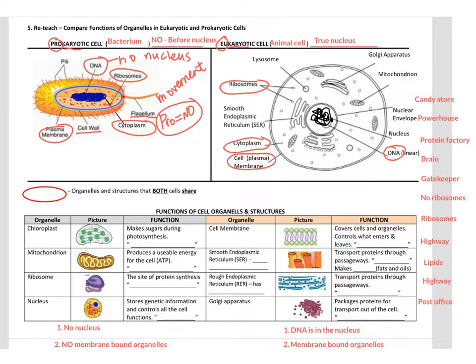So again, the first major difference out of the two is the fact that prokaryotic cells have no nucleus and eukaryotic cells have DNA in the nucleus. So that's the first major difference between the two types of cells. Next, I'm going to underline the rest of the organelles. I'm going to switch colors, such as lysosome, Golgi apparatus, mitochondrion, smooth endoplasmic reticulum, rough endoplasmic reticulum. It's called rough because it has ribosomes on its surface, and of course nucleus.